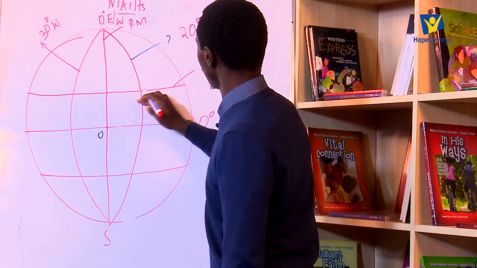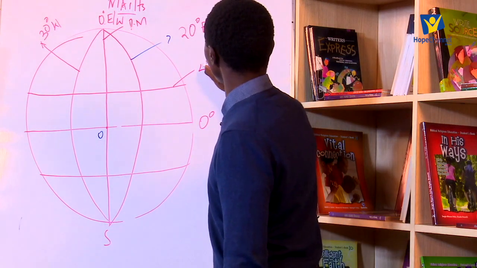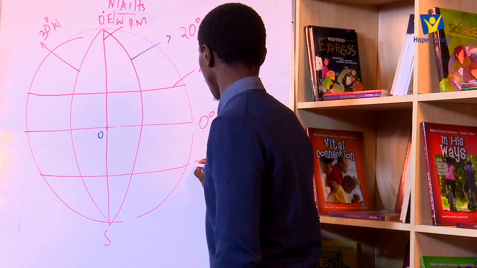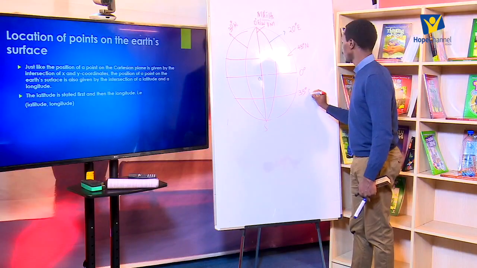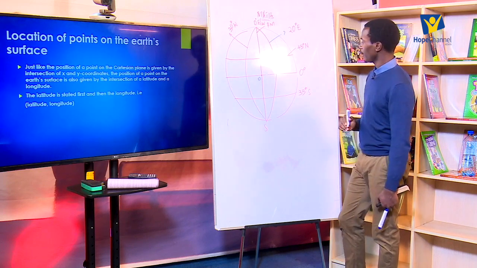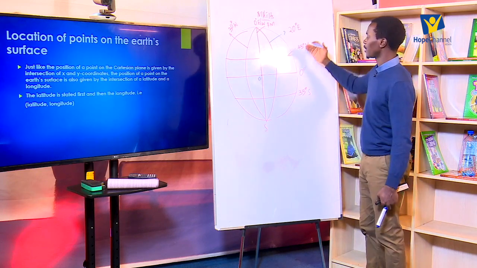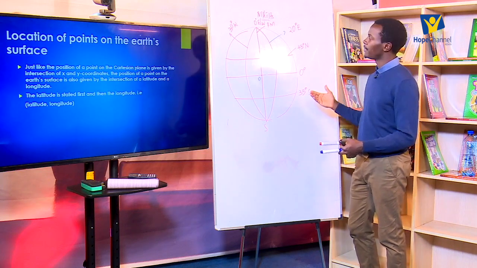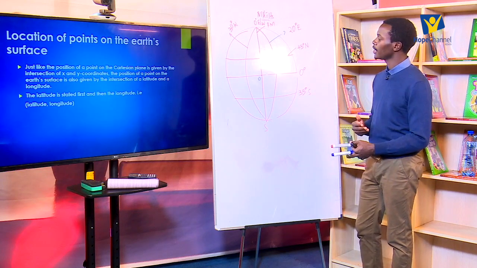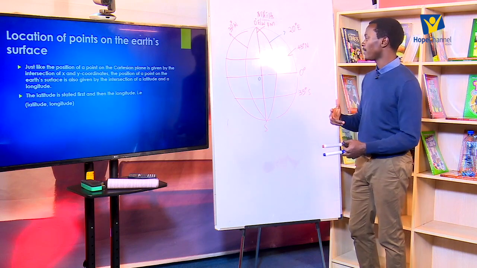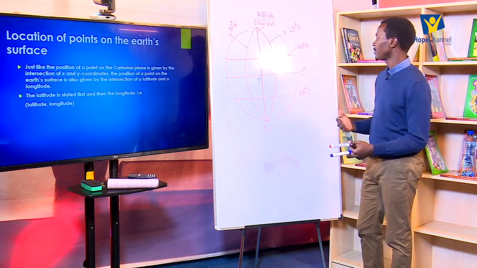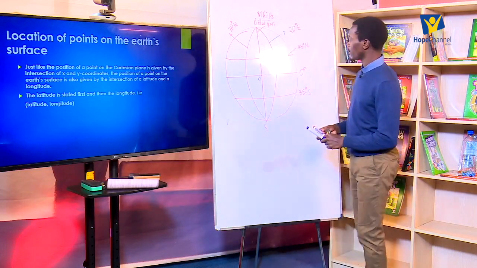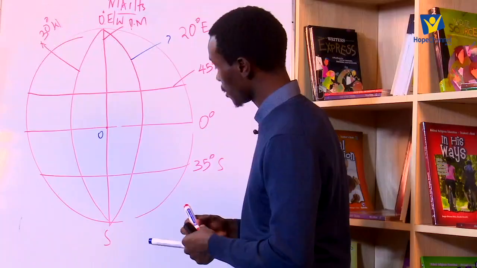We have this latitude here to be maybe 45 degrees north, and this one here to be 35 degrees south. Remember, from the equator upwards it's north, downwards it's south. The equator always divides the Earth into two hemispheres. Hemisphere is a half of a sphere. So we can use what we have here to locate different points on this diagram.